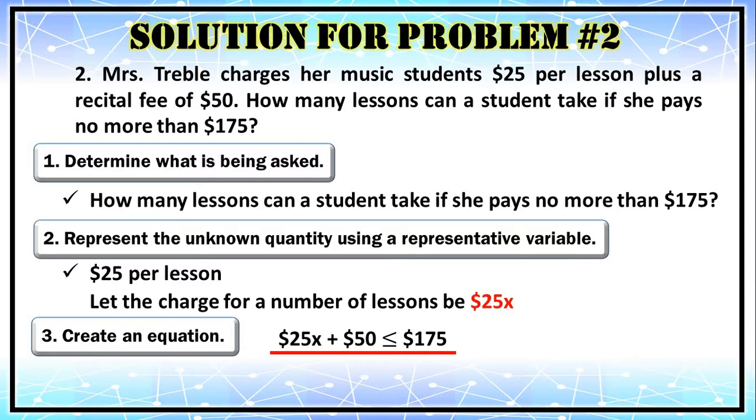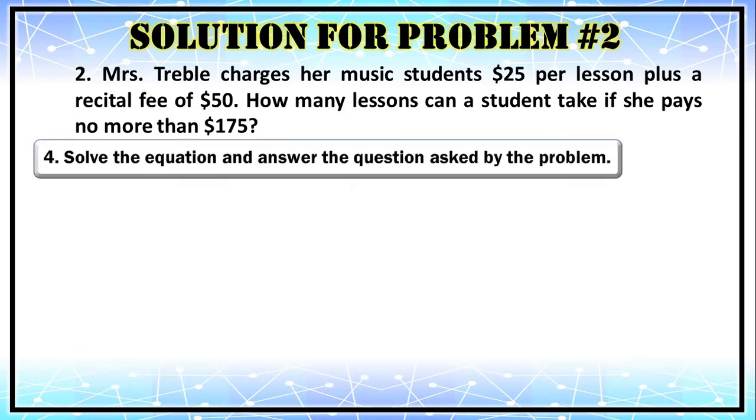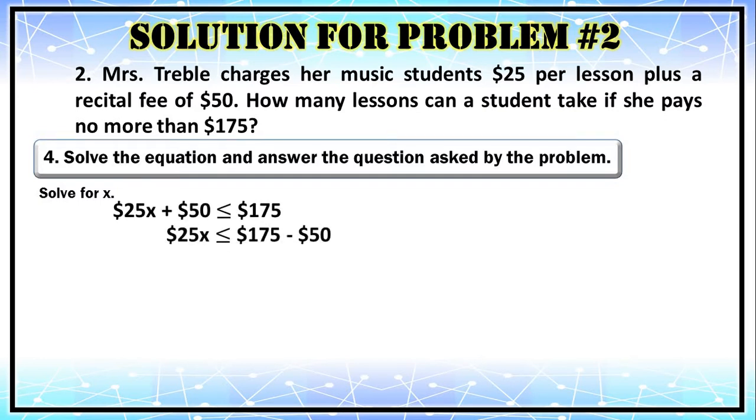So we have $25x + $50 ≤ $175. Step number 4 is to solve the inequality and answer the question asked in the problem. So we have to solve for the value of x, and then we have our inequality, and that becomes $25x ≤ 175 − $50. That becomes 25x ≤ 125, and then by the division property, x ≤ 5.